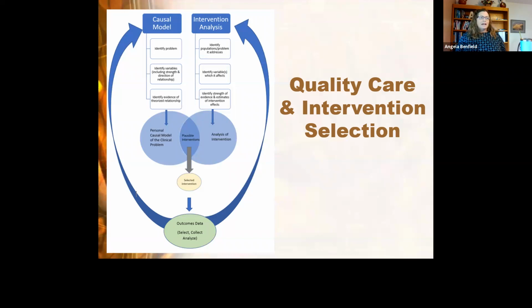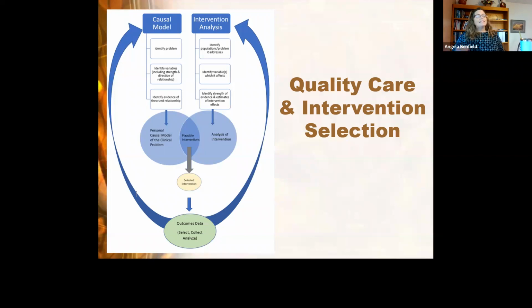However, when we look at the selection of the so-called best evidence-based intervention, it really does require the person to be using an evidence-based causal model to inform this decision-making process. The relationship between the causal model and the intervention is synergistic. The causal model drives the person's understanding of what factors need to be assessed, identifying which factors are most likely to cause changes or be able to change an outcome of interest, and which factors can be ignored.